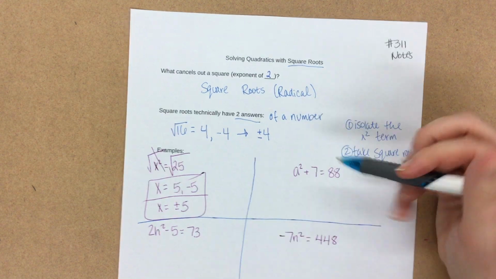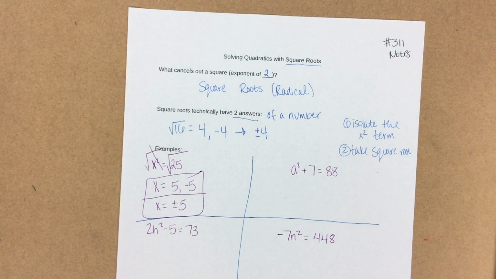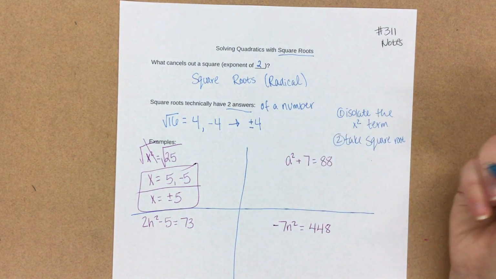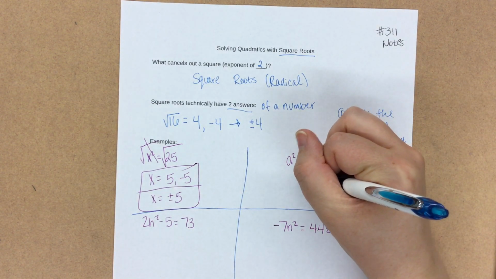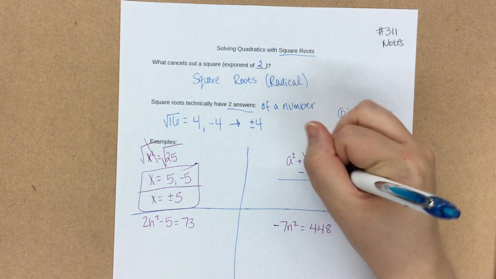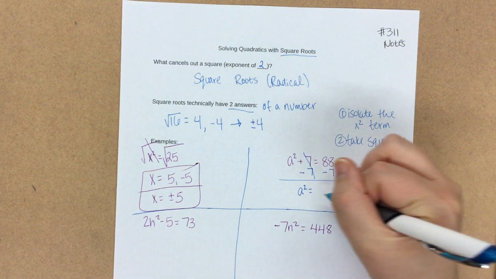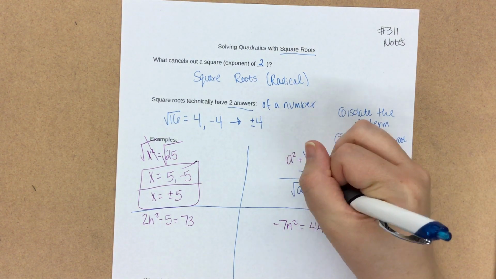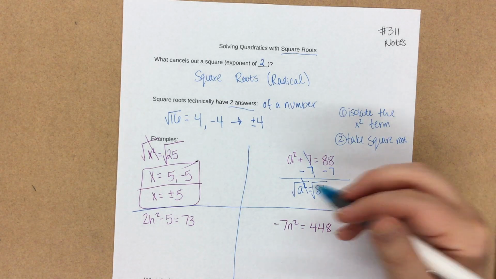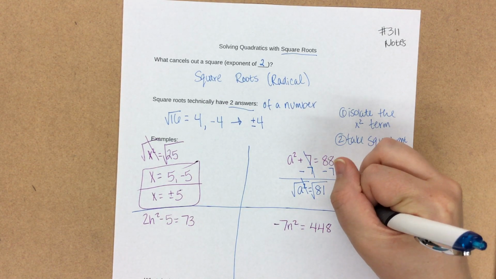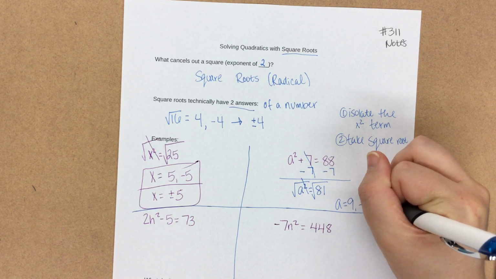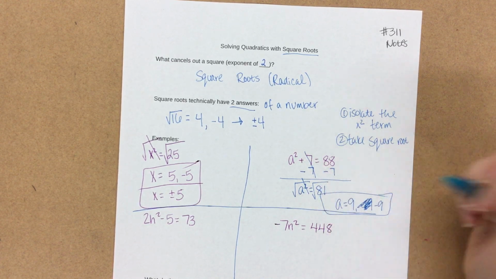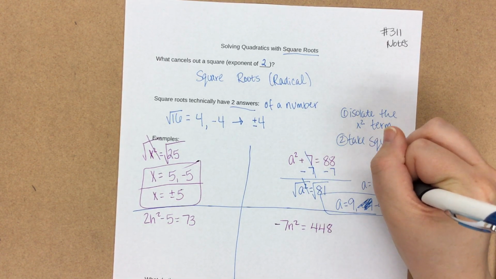Let's move on to my second one. a squared plus 7 equals 88. My squared term is not by itself yet. I'm going to have to get rid of this 7 or move it over to get it by itself. So I'm going to subtract 7 on both sides, and I end up with a squared equals 81, which is nice. I know that 81 is a square number as well. So I'm going to take the square root of both sides, and that's going to cancel out my exponent of 2 and leave me with a equals 9 or negative 9. Oops, not 19. Sorry. Or you could also write that as a equals plus or minus 9.